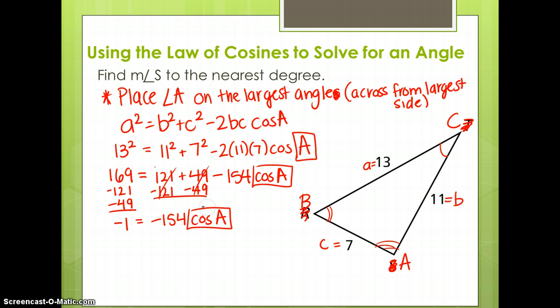Now, I said keep cosine A treated as one piece. How do you get rid of that -154? Well, it's being multiplied by cosine A, so we need to divide by -154. I'm going to leave this as a fraction just to avoid the decimal here. 1 over 154 equals cosine of angle A. So thinking back to what we did on Monday, inverse trig functions, if I want to solve for the angle, I need to use the inverse function. So to get A alone, I'm going to take the cosine inverse of both sides.